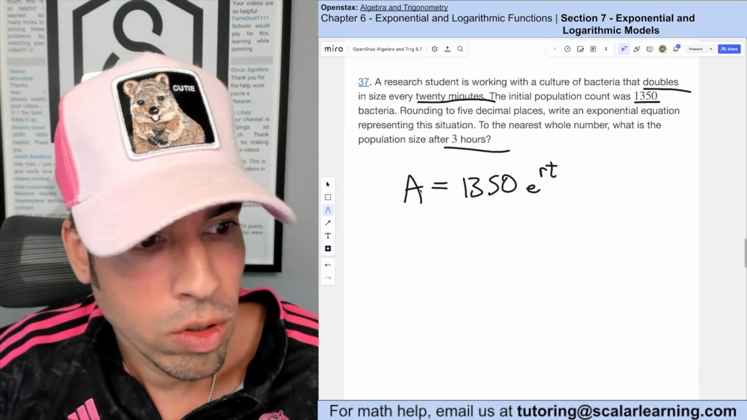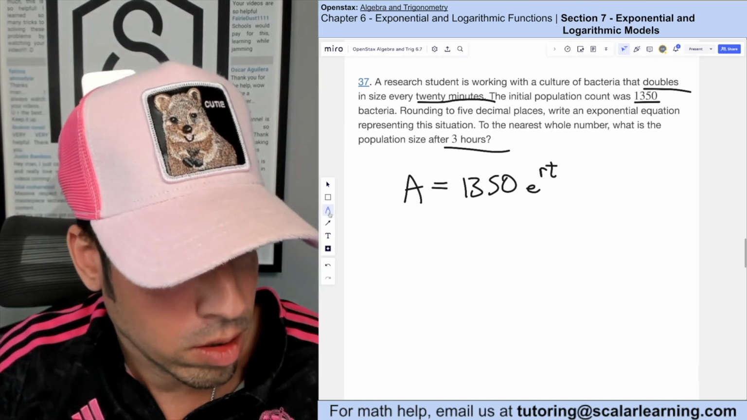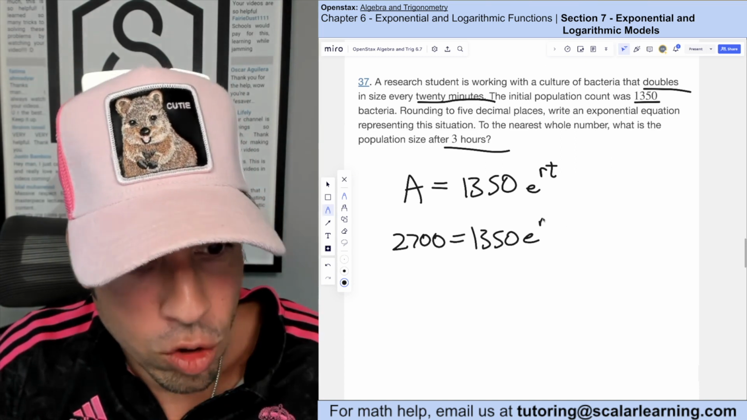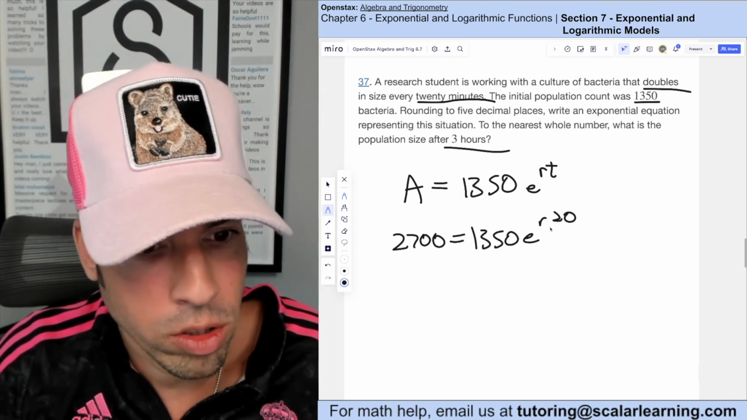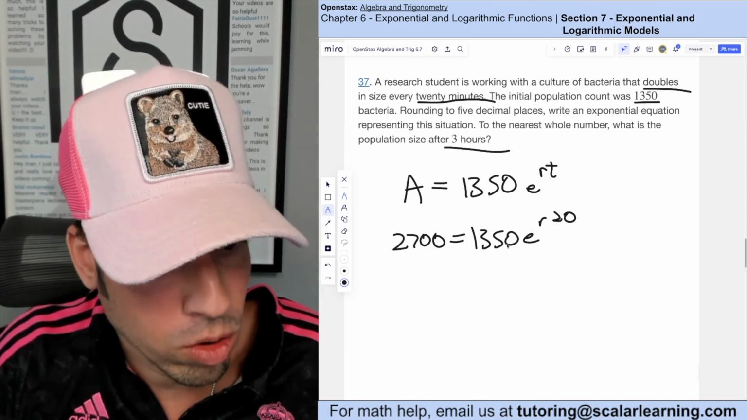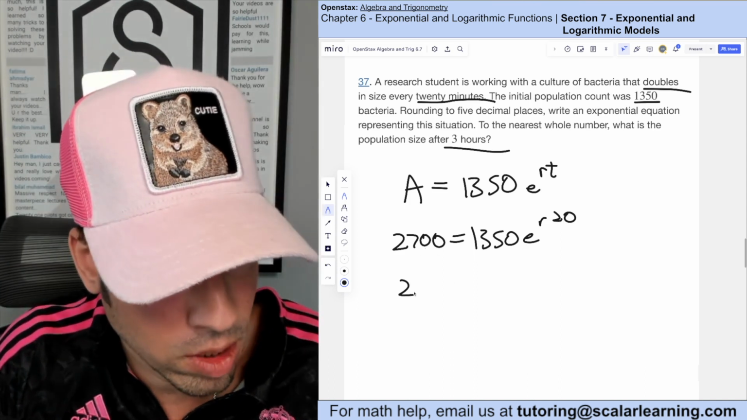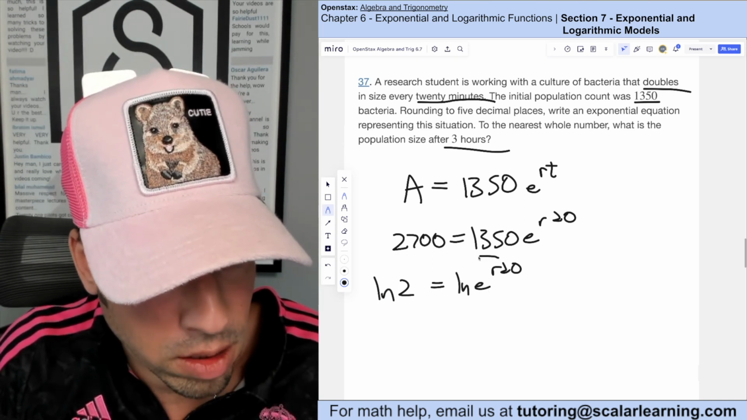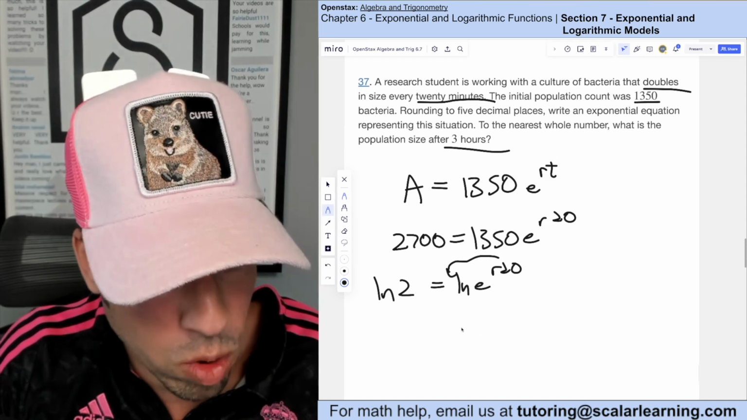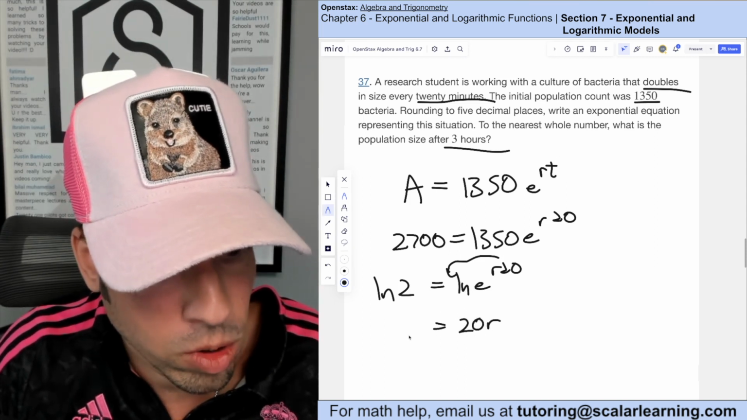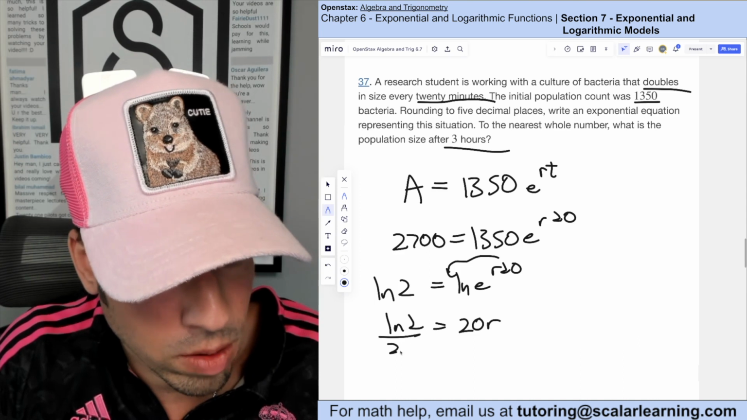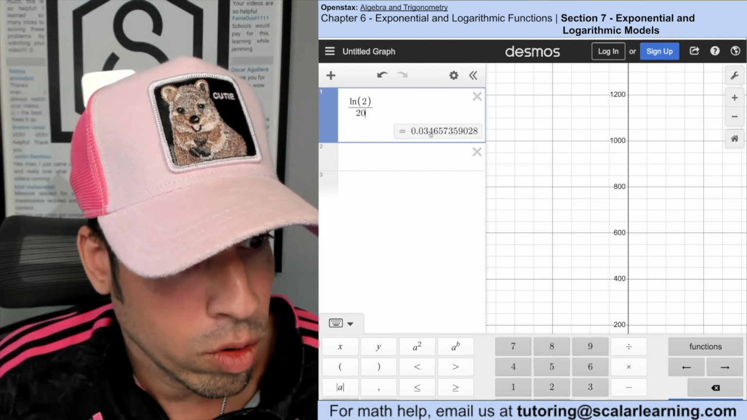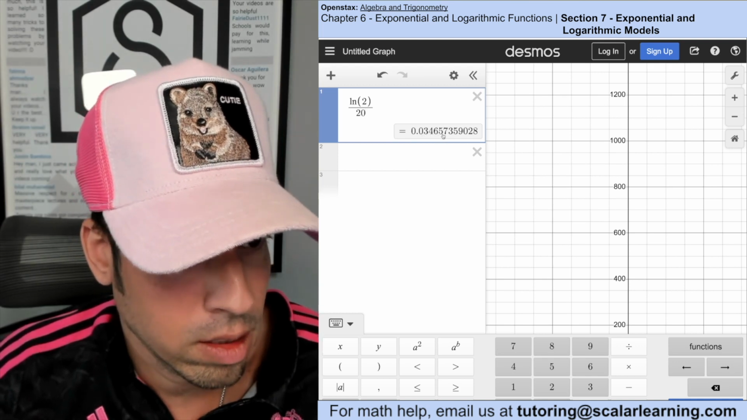Now we also know this is going to double in 20 minutes. So I can say when this is doubled, aka 2700, that means time is 20. So now we have an equation where we can solve for r. So let's do that. First, we're going to divide both sides by 1350. 2700 divided by 1350 is 2. Now to bring this exponent down, we're going to take the natural log of both sides. That's going to allow me to bring this down. And natural log of e is just 1. So we got 20 times r equals ln of 2, and then we divide both sides by 20 to get r, and I'll see that in Desmos, and we get 0.03466. So there's your equation.